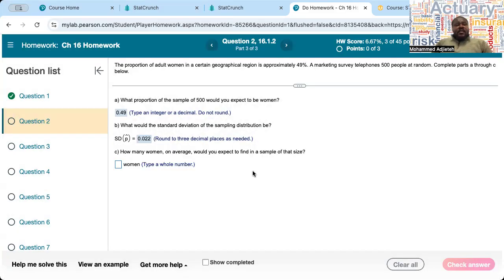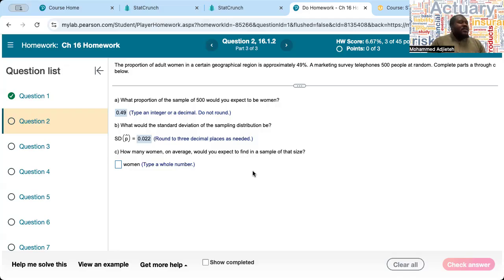Okay, C. C says, how many women on average would you expect to find in a sample of that size? How did you get that? Yes. So to be able to find how many women on average you would expect, you just multiply the proportion by the sample. Is that okay? So for example, if it were 50-50 and you have 500 people, we expect 250 of them to be women. Does that make sense? So you would do 0.49 times 500.